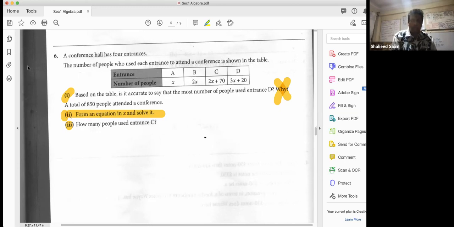Okay, number one, you don't need to do. This one no need to do. Sorry, I did. Number one, don't need to do. Just do questions 2 and 3. It's quite easy, yeah.